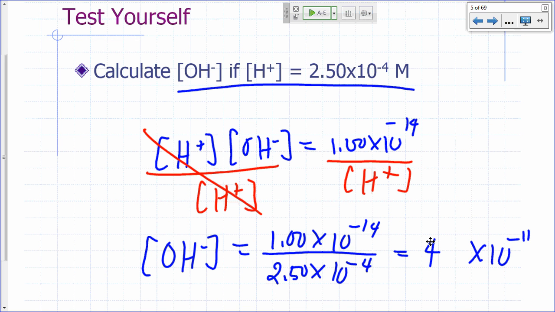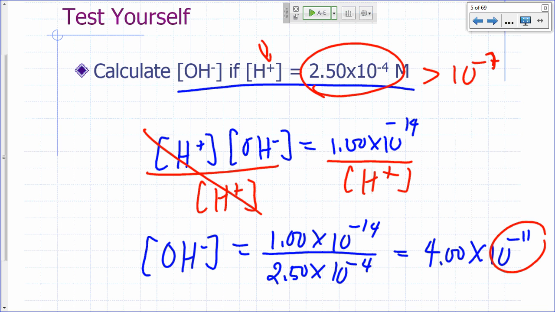How many sig figs? 3 sig figs. Okay? So what's higher in concentration here, H plus or hydroxide? 10 to the negative 4 versus 10 to the negative 11. Which one's higher? More H plus in this particular solution. This is greater than 10 to the negative 7, right? And this is less than 10 to the negative 7. And so when we have a solution where the hydronium ion or H plus concentration is greater than 10 to the negative 7, you say you have an acidic solution.